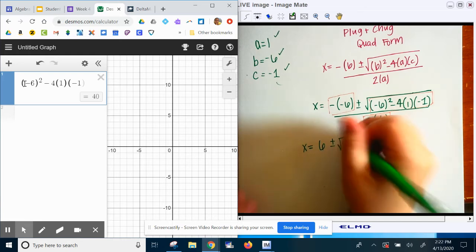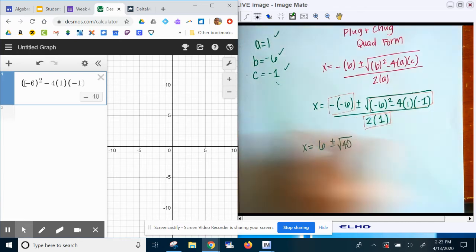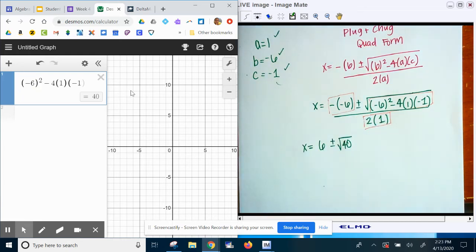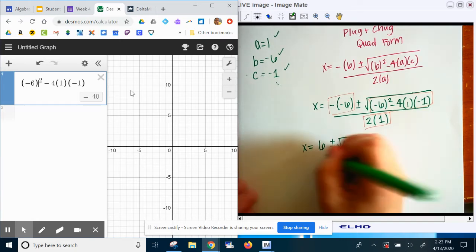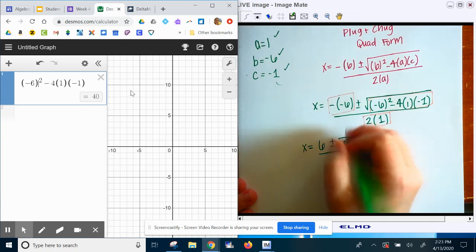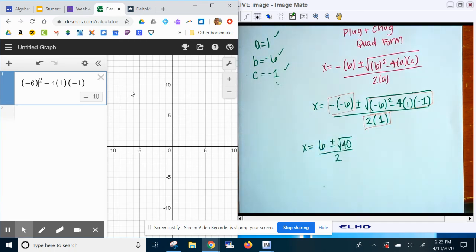So I've got 40. A really common mistake people make is they forget to put this parenthesis, and look, they got a whole different answer. So the parentheses matter for this one, and you'll get a +40. Okay, and then underneath it's 2 times 1, which is 2.